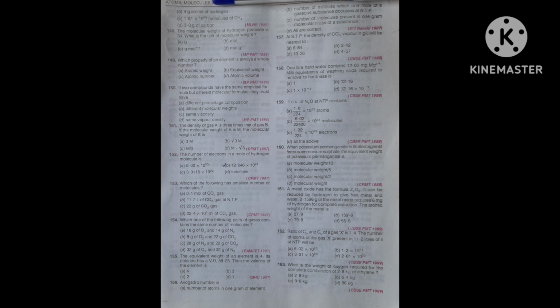Now the question I am reading. At STP, the density of CCl4 vapor in gram per liter will be nearest to: first option 6.84, second 3.42, third 10.26, fourth 4.57.